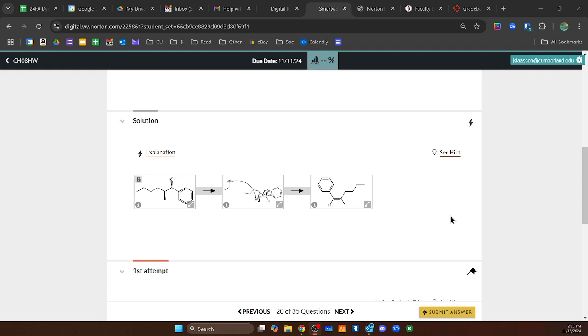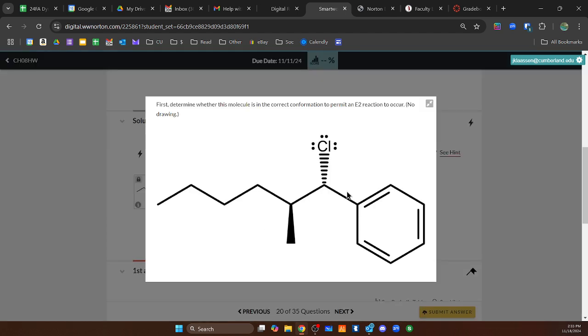Hey there, folks. So this is Chapter 8, Question 20. And this one's kind of an interesting question because this is how they give you the initial substrate, and then they ask you to do the E2 reaction with it, with an alkoxide. And so you'll notice here that when you do this reaction, you actually have two stereocenters right next to each other. And it very much matters how exactly those stereocenters are oriented versus each other in this reaction.